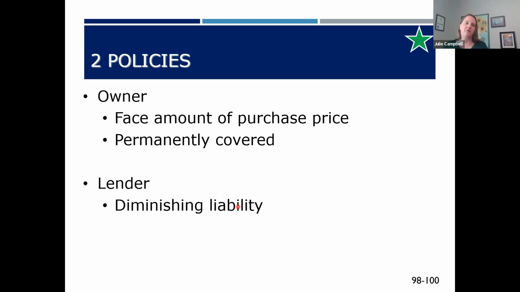The buyer gets to pay for both their policy and the lender's policy. It's part of their closing costs. We're going to talk about the buyer's closing costs in Unit 21. Again, just a one and done. Covers the owner for as long as they own, the lender for as long as there's an outstanding mortgage, as long as there's an outstanding lien.